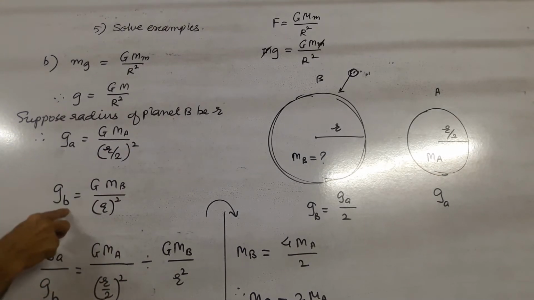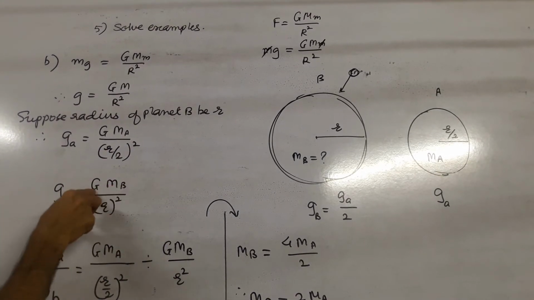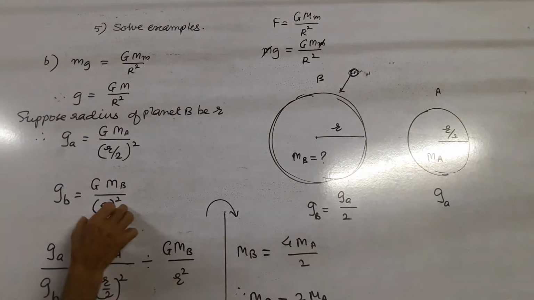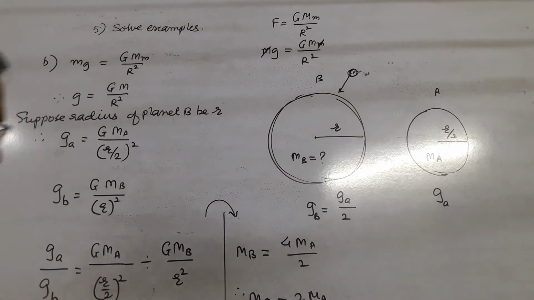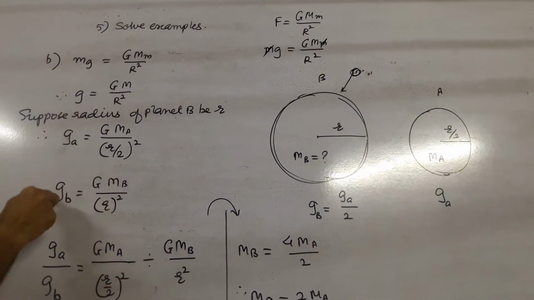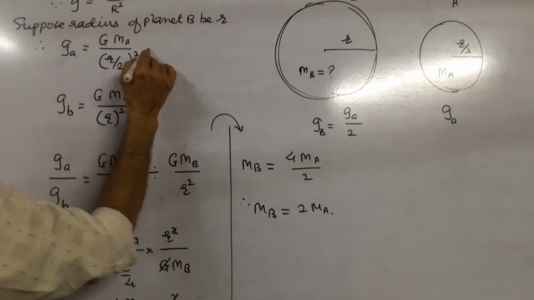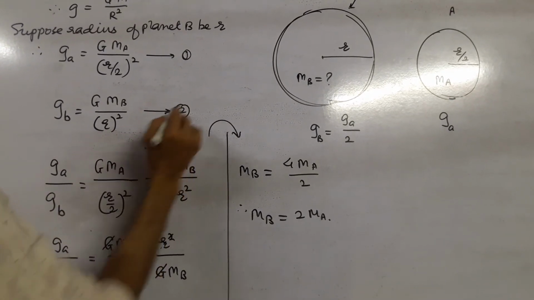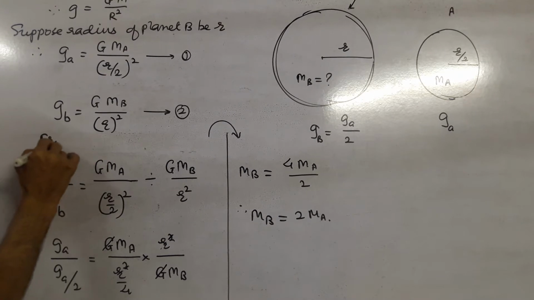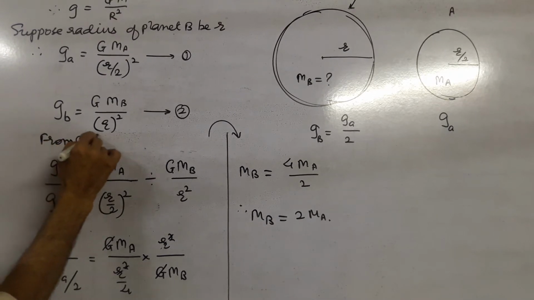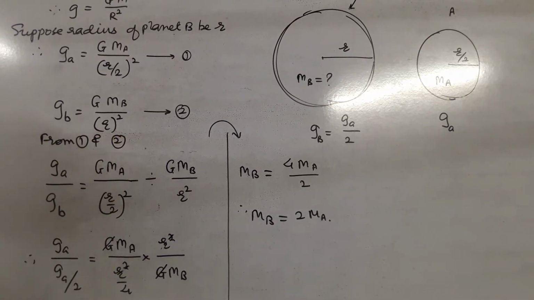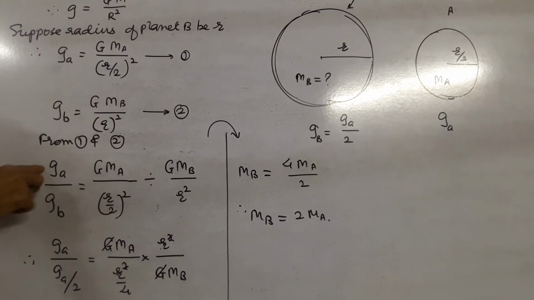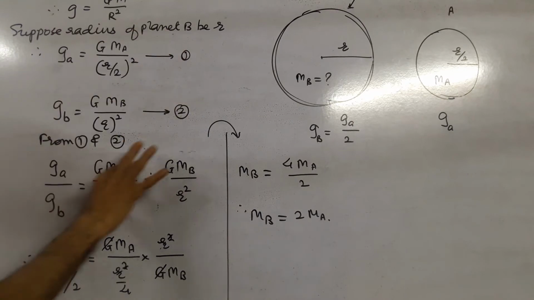Similarly, Gb is equal to G into Mb, G into the mass of planet B, over the square of the radius, and the square of the radius is r. So take the ratio of the first and second. Suppose this is the first equation and this is the second equation. Taking the ratio, from first and second we get Ga upon Gb. So Ga upon Gb is equal to this upon this.